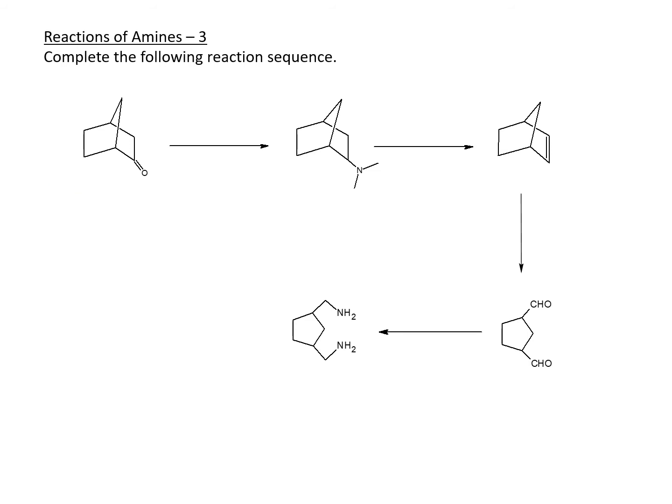So we'll follow this one reaction at a time. We don't have to do, of course, all of them. So here, one at a time. So the first reaction that we're looking at here is going from a ketone to an amine group over here. So the only way you can do this is by reductive amination.